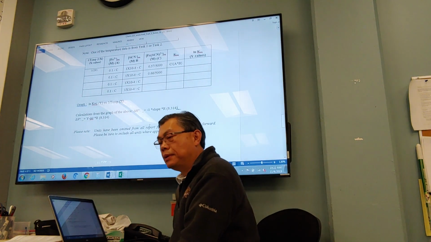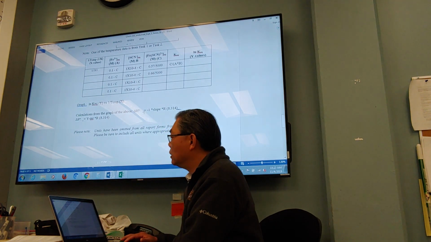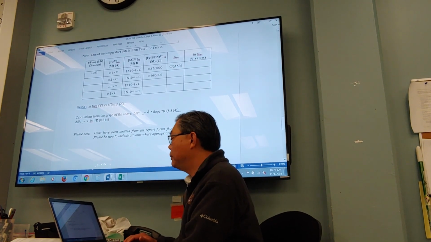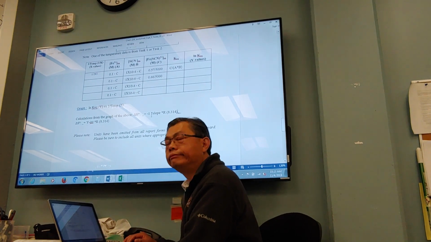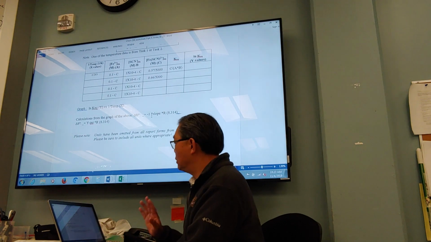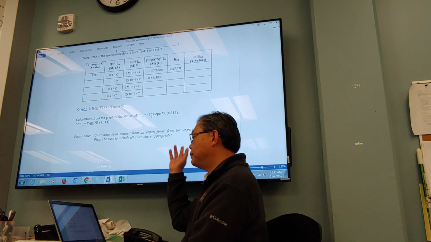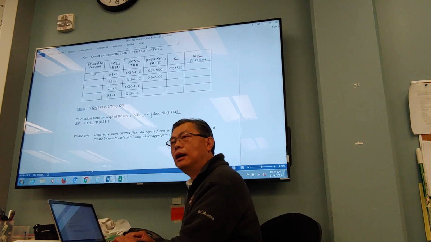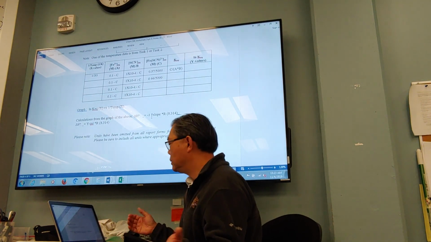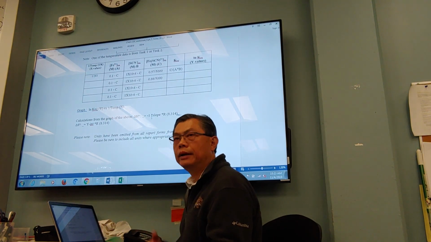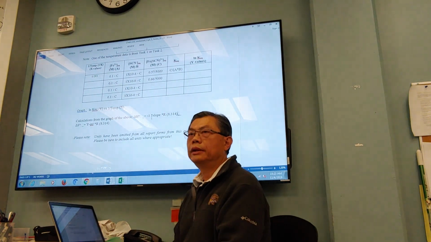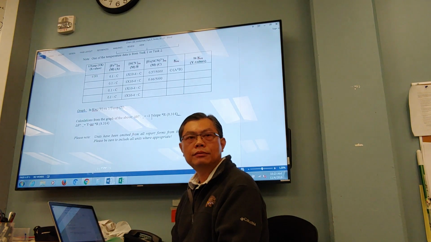Now, according to the publication, the delta H should be negative, so that means it's exothermic. But this one is conflicting. Some students observe endothermic, some exothermic. I don't know why, but just follow your data. Don't change it.